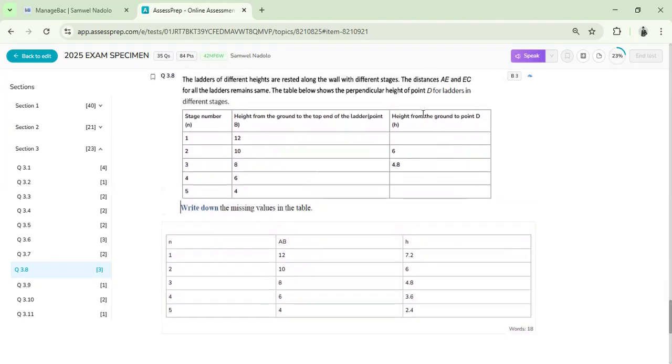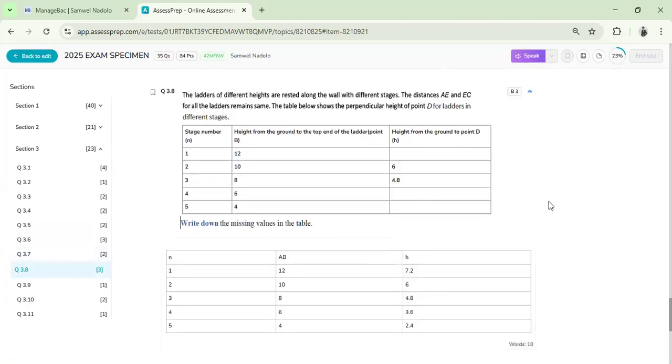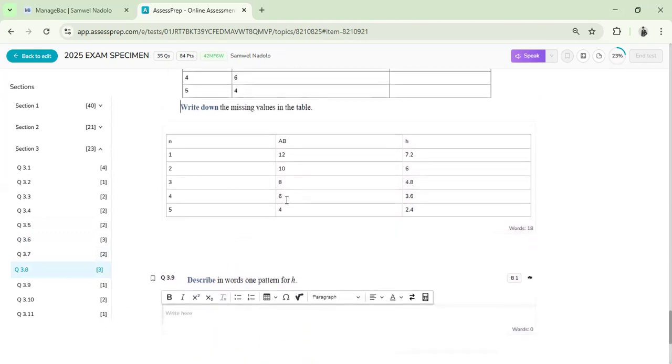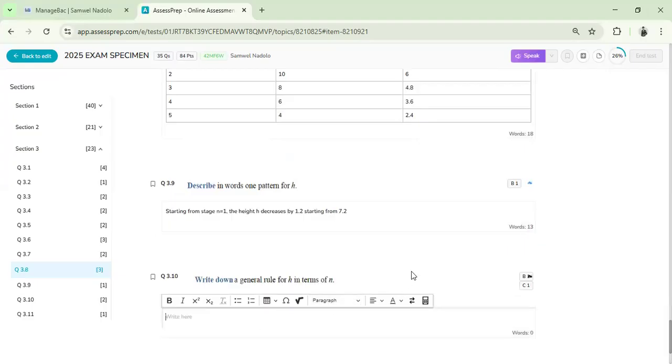If it is editable, you can edit like the table we did up here, but if it's not editable, you can make your own table down here. Describe in words the pattern for h. The pattern for h will say that starting from n equals 1, the height h decreases by 1.2, starting from 7.2. Then that's correct. Then write down a general rule for h in terms of n.